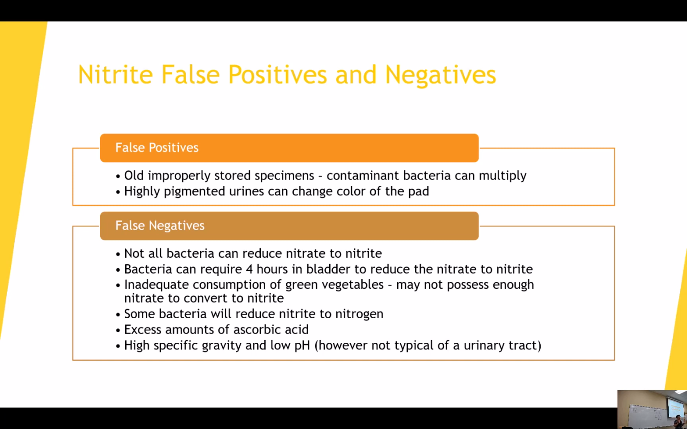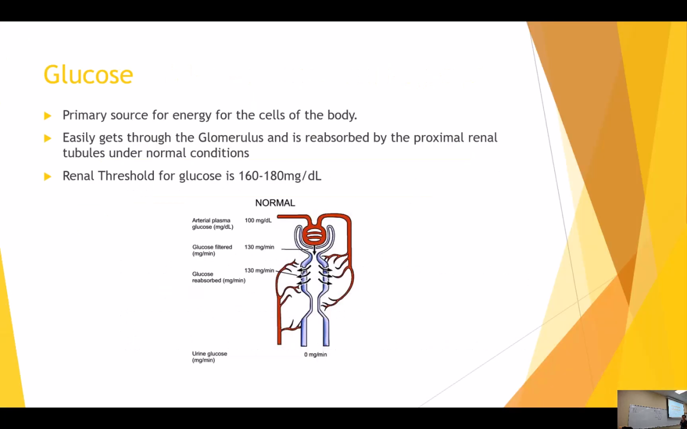Excess amounts of ascorbic acid, there it is again. I'm telling you, if you remember 2 things from this lecture, remember false positives, bleach and oxidizing, false negatives, ascorbic acid. High specific gravity and low pH are also something that's going to cause false negatives. However, urinary tract infections tend to have a high pH in general. The bacterial production creates the higher pH, so you're not likely to see this in a true urinary tract infection.